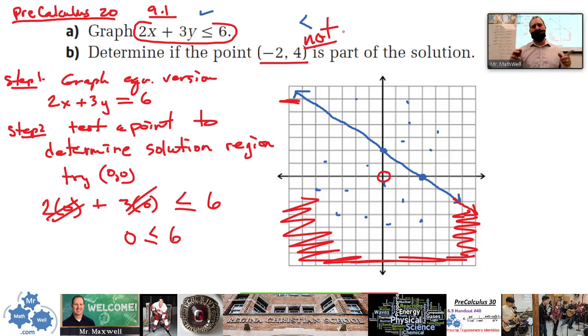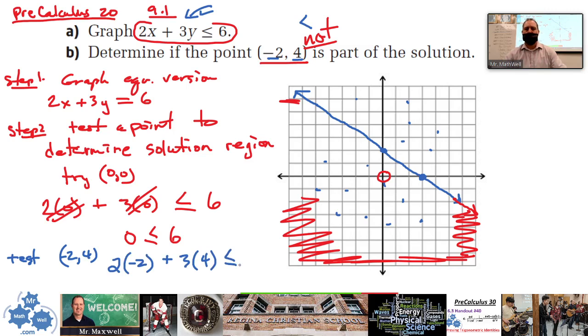But did I draw this line really carefully and really well? How else can you check but to put the x and y values into the inequality and see if the inequality is true, okay? So for b, I'm going to test negative 2, 4 like this. 2 times, what's the x value? Negative 2. That's plus 3 times the y value, which is 4. And I'm going to basically see if this is true or not. If it is true, it's part of the solution. If it's not true, it is not part of the solution.